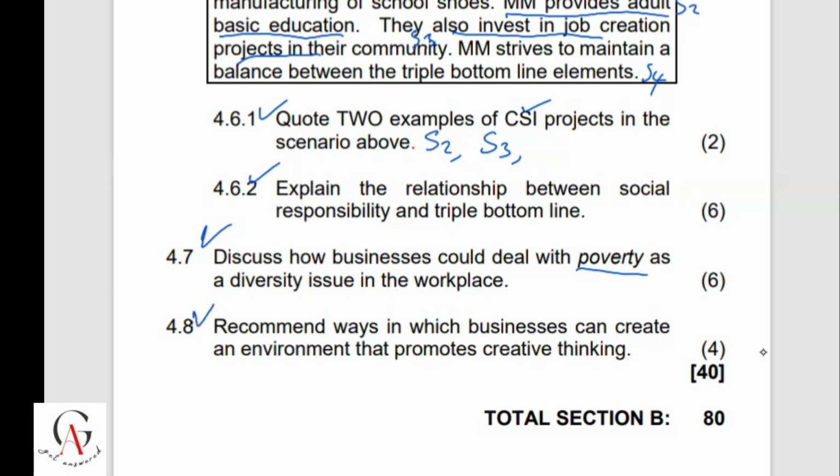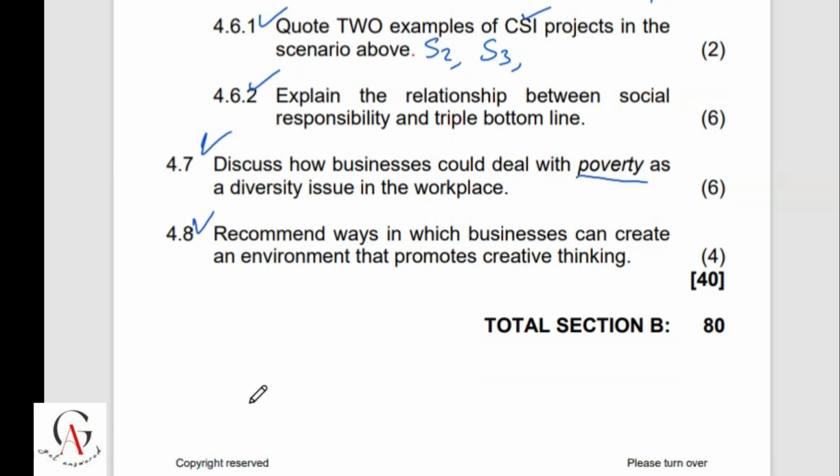So now let's move on to 4.8. It reads as follows: Recommend ways in which businesses can create an environment that promotes creative thinking. Remember, when you talk of creative thinking, avoid always copying people's approach. Avoid always being conventional. We expect you to be unconventional. We expect you not to practice routines whenever you solve problems, because some people always use the same routine.